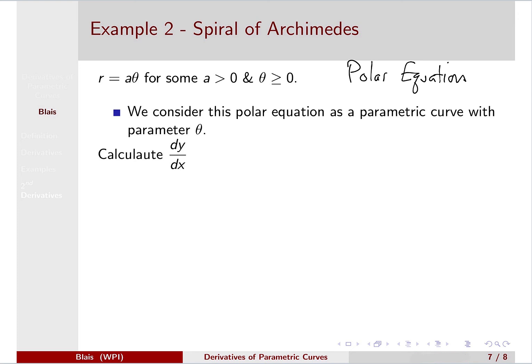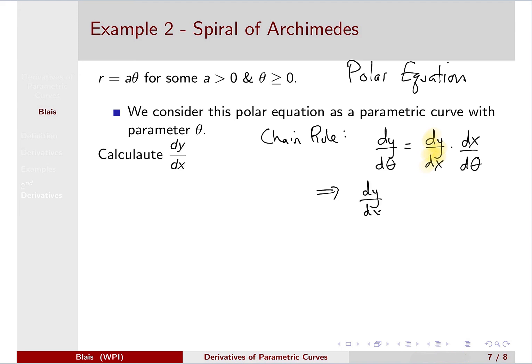But we want to calculate dy dx in this context. So first, by chain rule, we know dy d theta can be written as dy dx times dx d theta. And thus, solving for dy dx gives dy dx equals dy d theta over dx d theta.